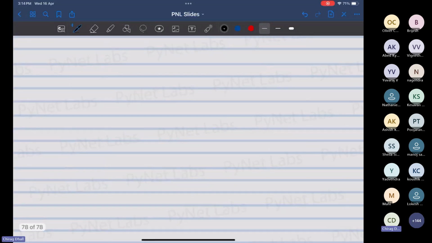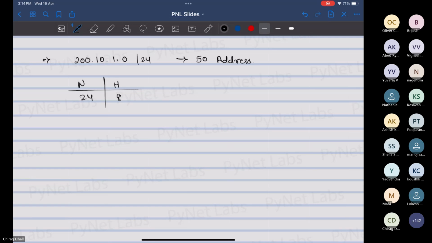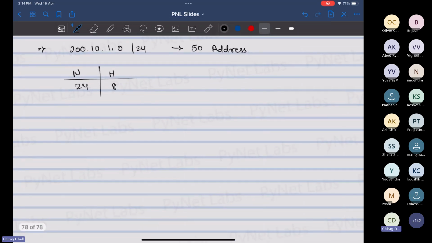I'll consider the same requirement. Assume that we are provided with a class C network, 210.1.1.0/24. Now it's a /24 network. So that means by default, the distribution of network and host bits is 24 in the network part, 8 in the host part, correct? I have a requirement of only 50 addresses. But how many addresses in total can I receive from this network?